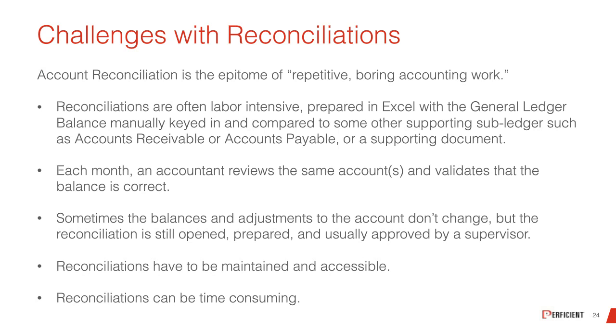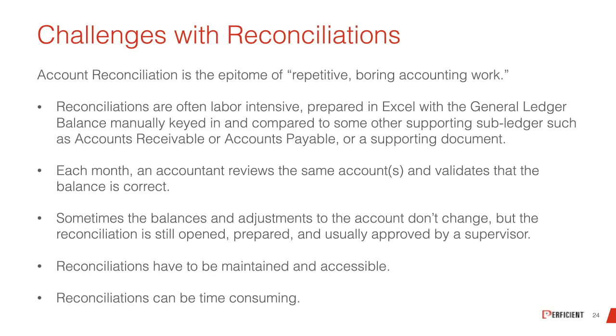Some of the reasons are it's usually very labor intensive. It's usually done in Excel with people typing in numbers and comparing that to some subledger report or some other supporting document. Typically, all recs are done all months. Someone has to look at it. Someone has to validate it, make sure that it's correct. And even though it might be something that doesn't change, it's something that's always done. Reconciliations are an important part of the accounting department's responsibility. We need to keep them for audit purposes, so they always have to be maintained and always have to be accessible. However, they can be very time consuming.